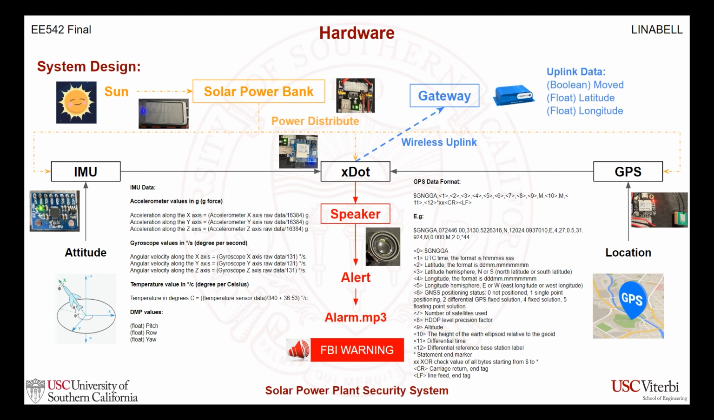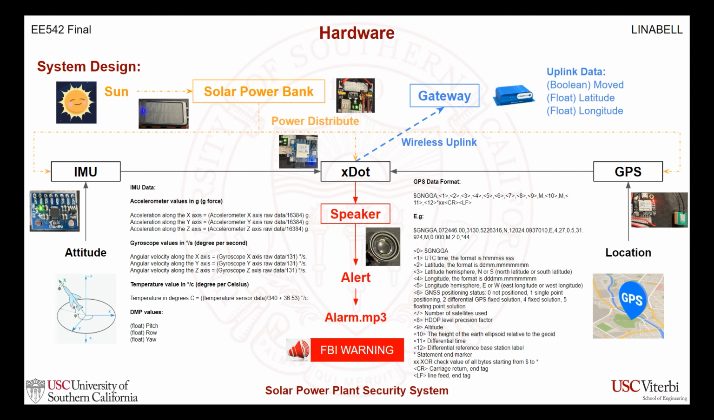The attitude data from the solar panel will be collected from the inertial measurement unit and analyzed by the xDot to determine if the solar panel is being moved. Location data will be provided by the GPS module to track the current location of the solar panel. The formatted data will be continuously uploaded to the gateway to relay to the cloud.